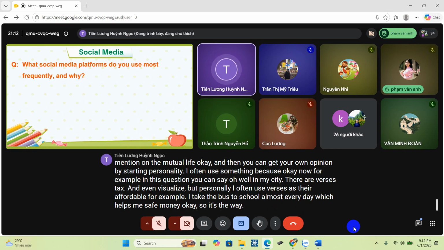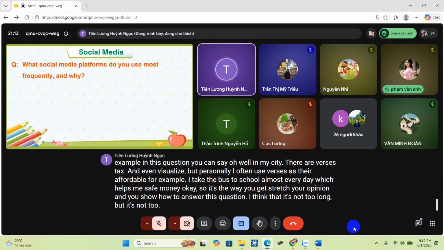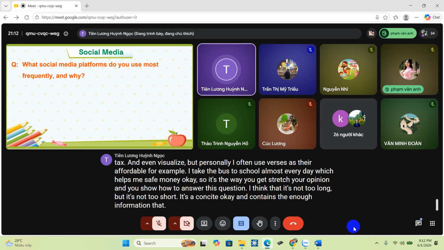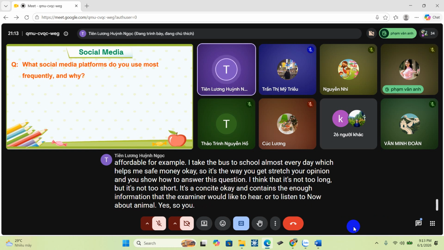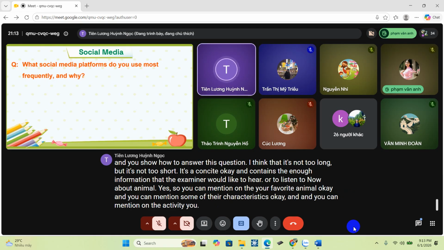So it's the way you can express your opinion and you show how to answer this question. I think that it's not too long, but it's not too short. It's concise, and contains enough information that the examiner would like to listen to. Now about animals, you can mention your favorite animal, and you can mention some of their characteristics, and the activity you often do with your pets, for example.